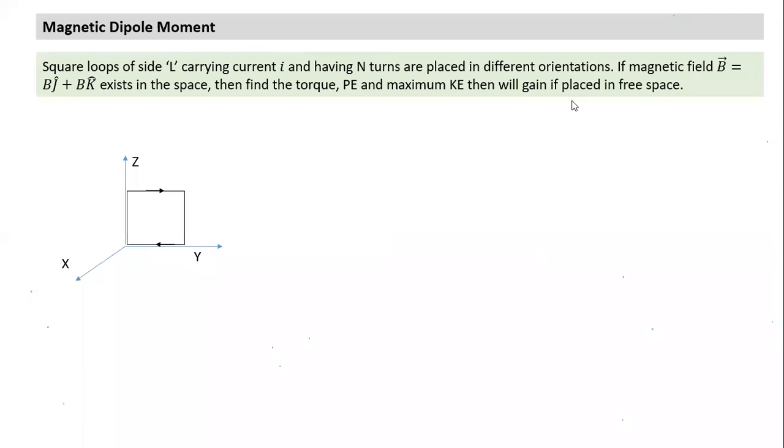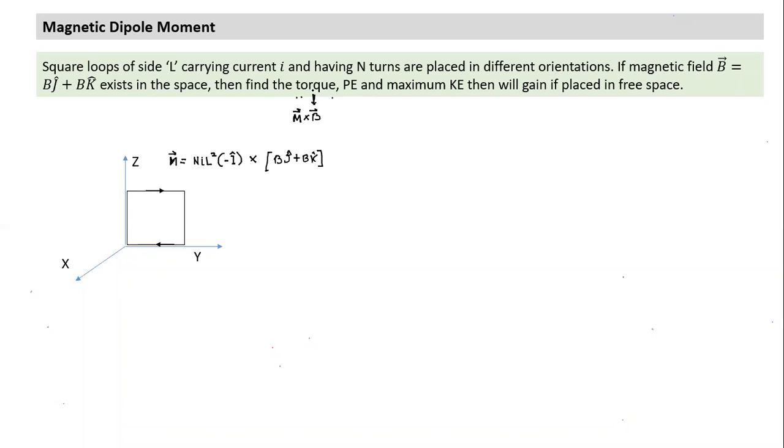Again, this square current carrying loop with N turns is placed in which orientation? It is placed in the YZ plane. Okay, and there's a magnetic field B j cap plus B k cap. A uniform magnetic field exists in the space. Find the torque, the potential energy of this loop, and the maximum kinetic energy it will gain if it is placed in free space. Can we find all three terms? I give you a couple of minutes to think how you find all three terms.